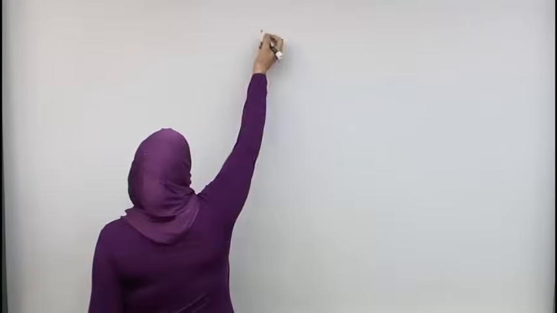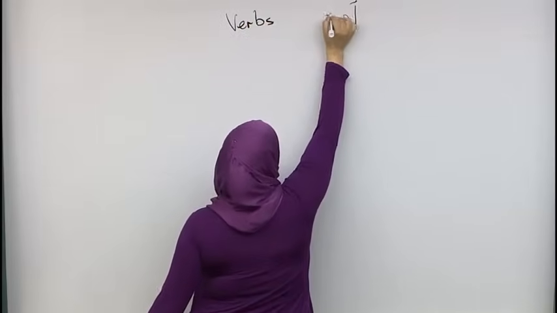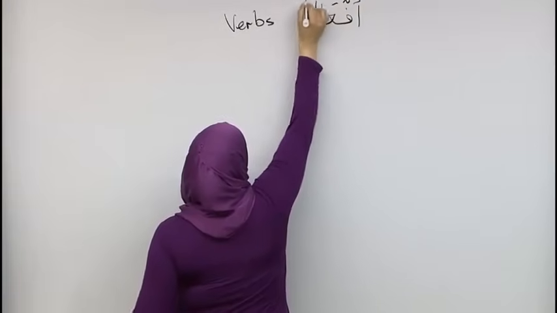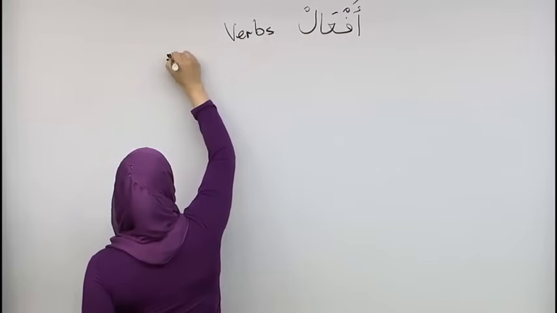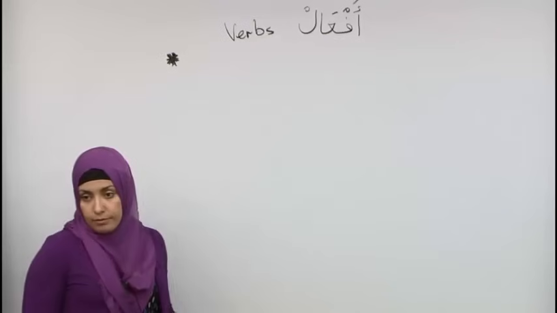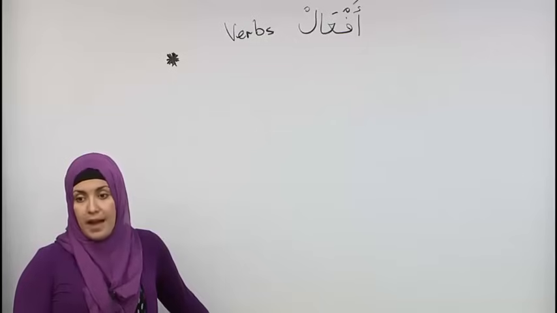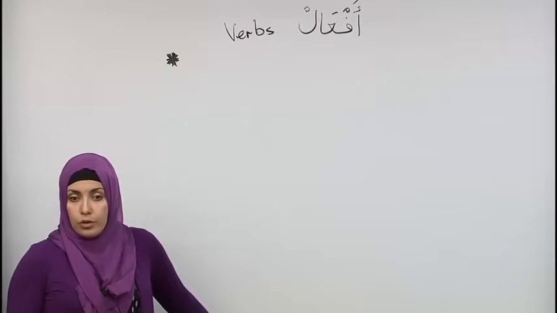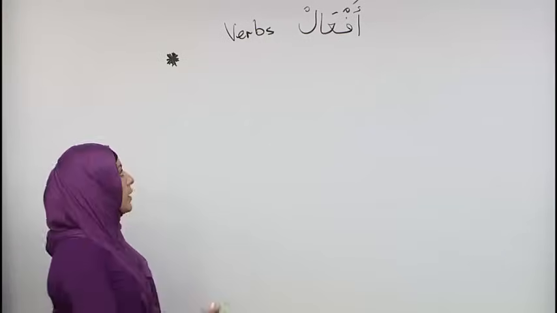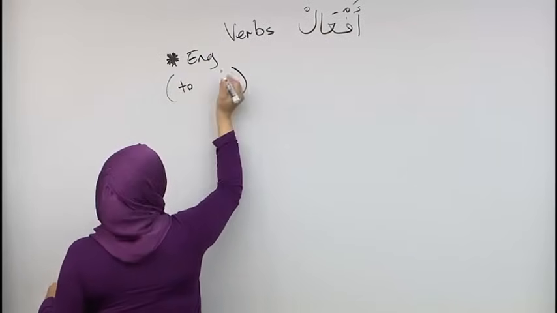So now we're going to do verbs. Verbs in Arabic. It's أفعال. There is something that you have to remember about verbs in Arabic. The infinitive. The Arabic in the infinitive form takes the third person masculine. For example, in English you would say to do, to play, to work, right? That's in English.